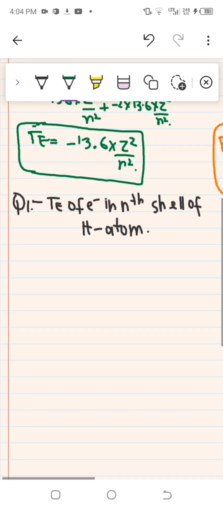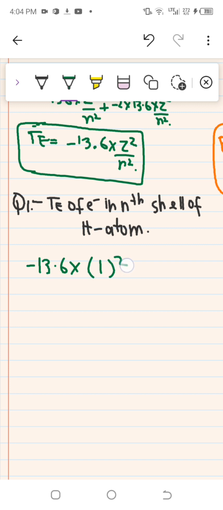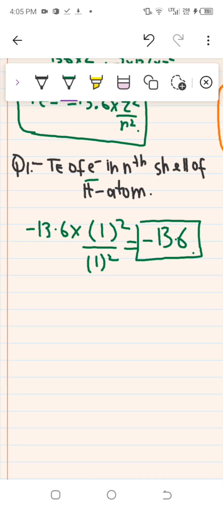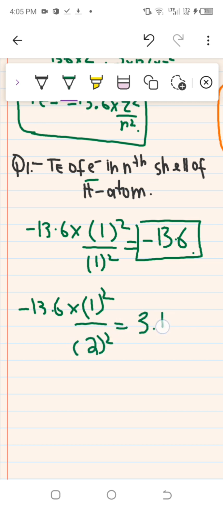So here you can see total energy is basically minus 13.6 into the atomic number of hydrogen, which is 1, so 1 square, divided by n square, where n is the orbit. For the first orbit it is minus 13.6. So this is the same. If I talk about the electron energy from the second orbit, that will be minus 13.6 into 1 square upon 2 square, so minus 3.4 electron volt.